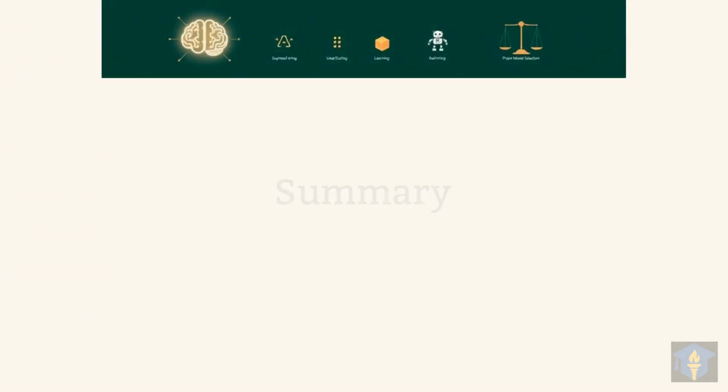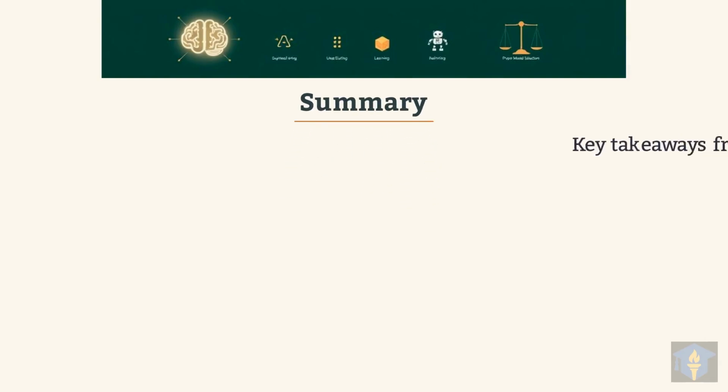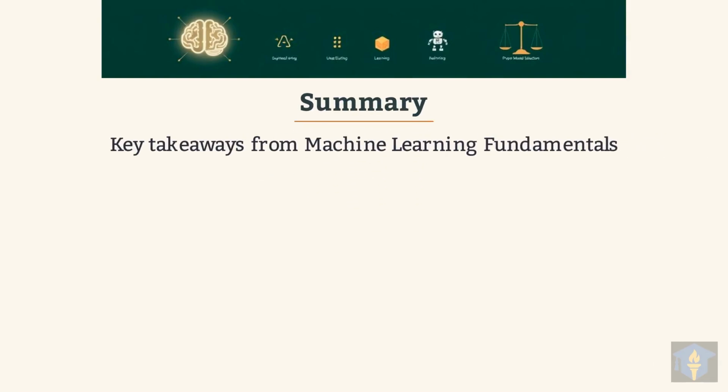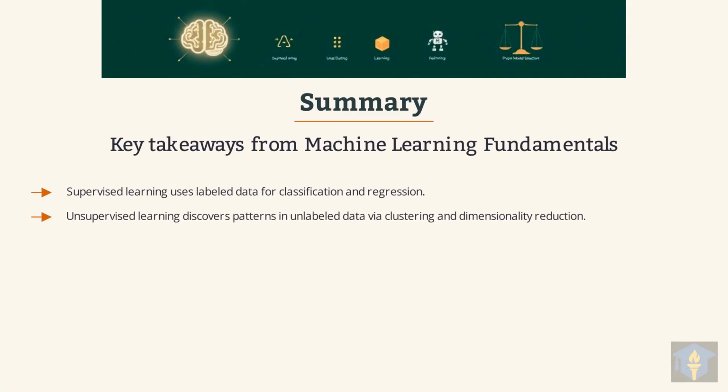All right, class, let's quickly summarize the key concepts we've covered in our journey through machine learning fundamentals. Here are the most important takeaways from our exploration of machine learning fundamentals that you should remember. First, remember that supervised learning utilizes labeled data to perform tasks like classification and regression accurately. Next, unsupervised learning excels at finding hidden patterns in unlabeled data through methods such as clustering and dimensionality reduction.